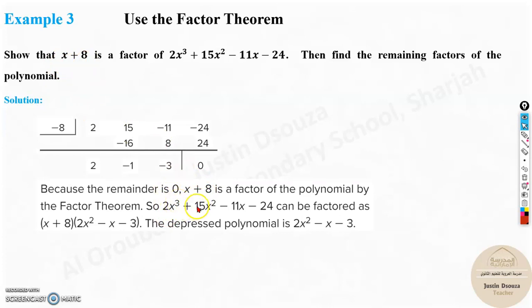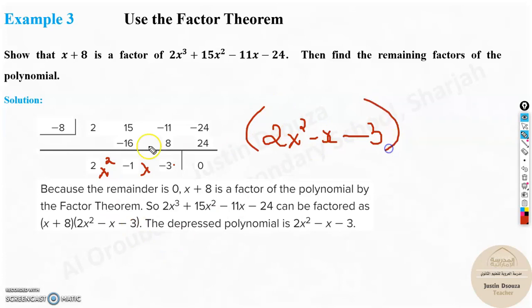Now, you know 2x cubed plus 15x squared minus 11x minus 24 can be factored. How? Whatever quotient you get, that is 2 over here. You start with x squared, so it is 2x squared minus x minus 3. So this is multiplied with this in order to get this. If you multiply these both, you will get the answer. You can try this by distributive property. If you multiply this, the first term will be 2x cubed, and then you need to solve the remaining terms. You will get this answer.